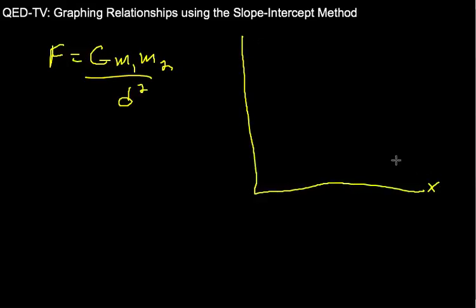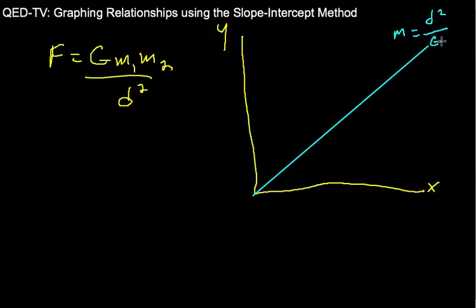Sorry, as good as I can do it. There's X, there's Y. And I'm going to try to figure out what I should graph on the X and the Y so that I get a slope. Let's have the slope M be equal to d squared over big G M. So what would I do so that I can get a slope that's d squared over GM? I need to rearrange this so that I have a d squared over GM.